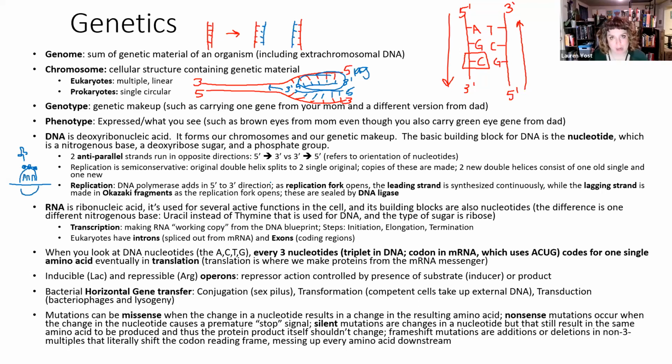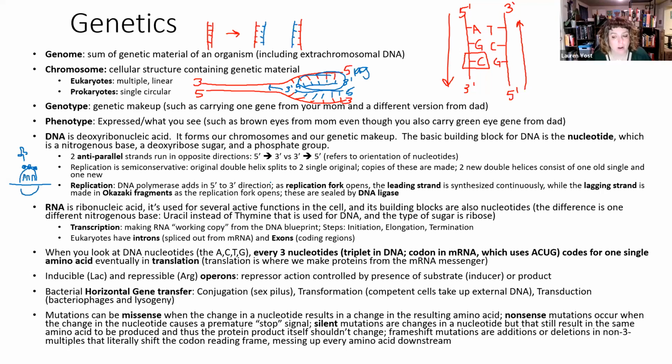Then we have transformation. Essentially, in transformation, you have competent cells. Those are cells that are able to take up DNA from their surrounding environment. And when they do that, it could be in the form of full chromosomes, pieces of chromosomes, or plasmids. So they will take it up into their own cell and start expressing the genes that way. So it gets incorporated essentially into their whole genome in that manner.